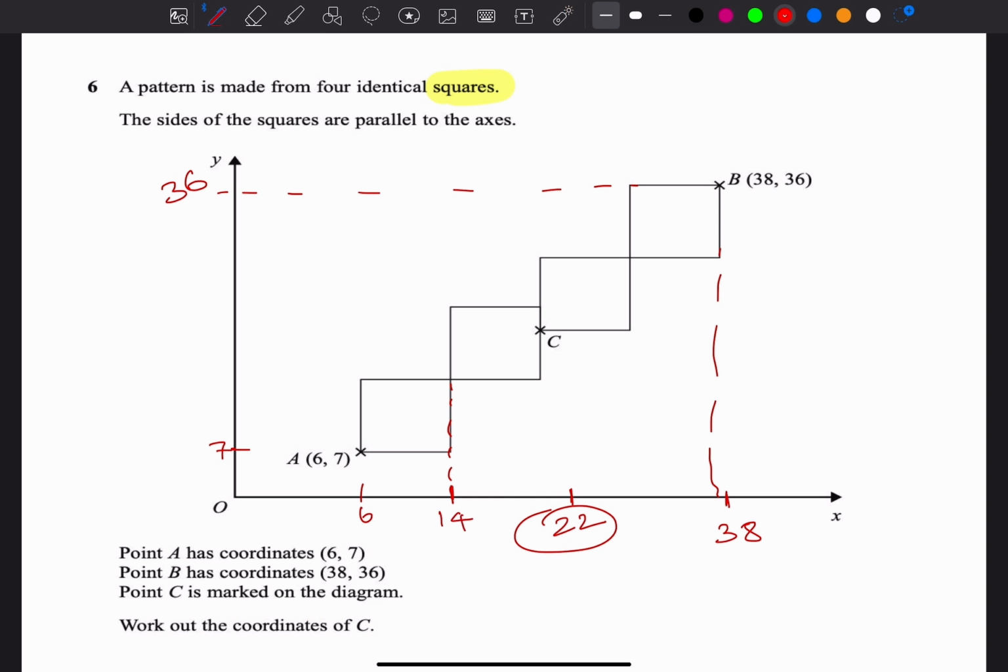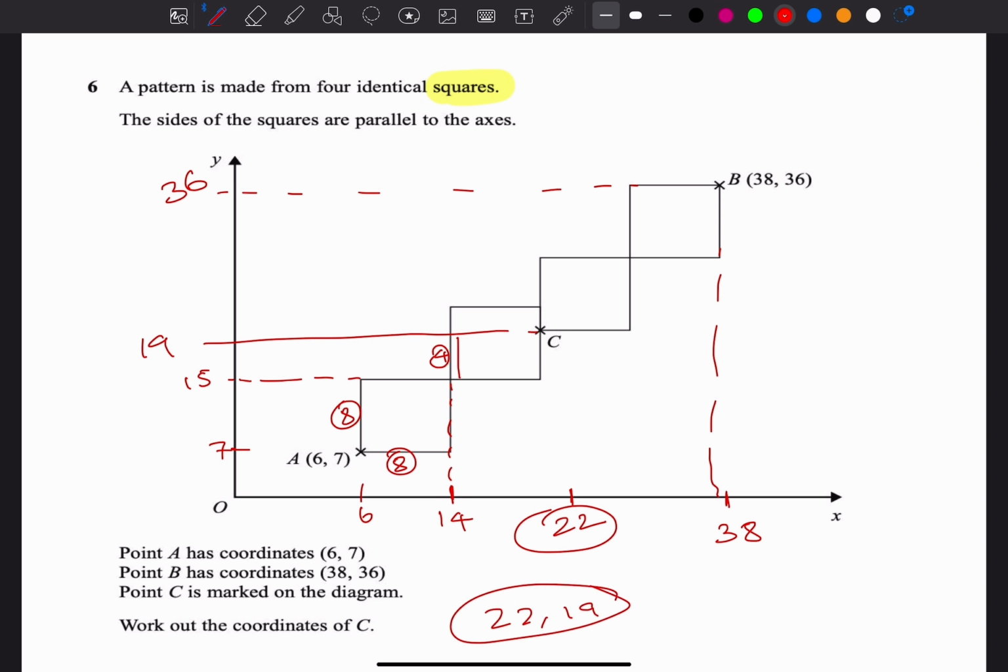So how far is it? I think it's 8. So each is 8. That would make more sense, isn't it? Like 6, 14, 22, 30, then 38. There you go, makes sense. So if I go one more box, how much was each box? 8. And that makes it 15. Then half a box, which makes it 4, so 19. So what is the coordinate of C then? C is 22 comma 19. Alright, just a little bit of common sense on the question.